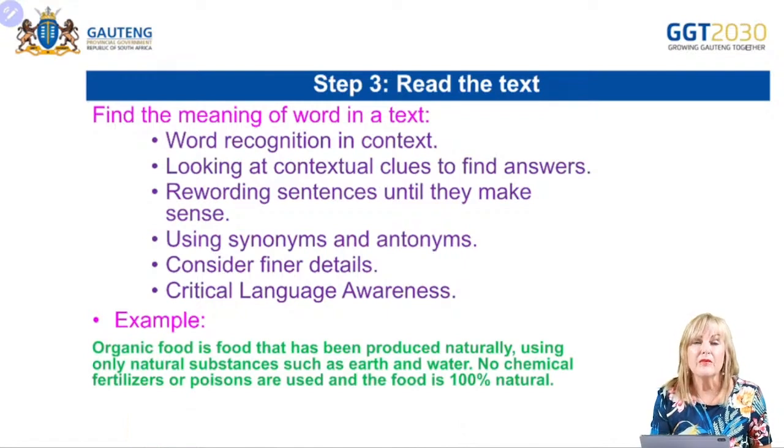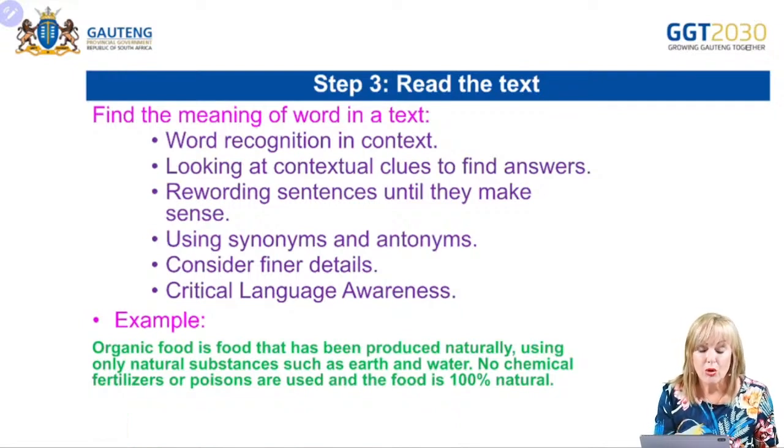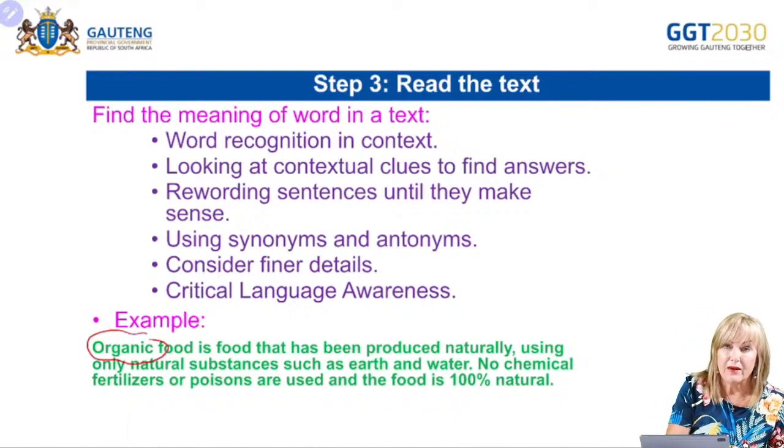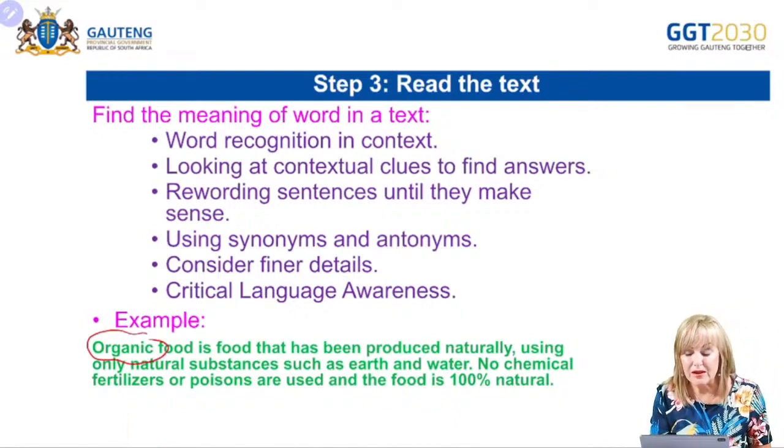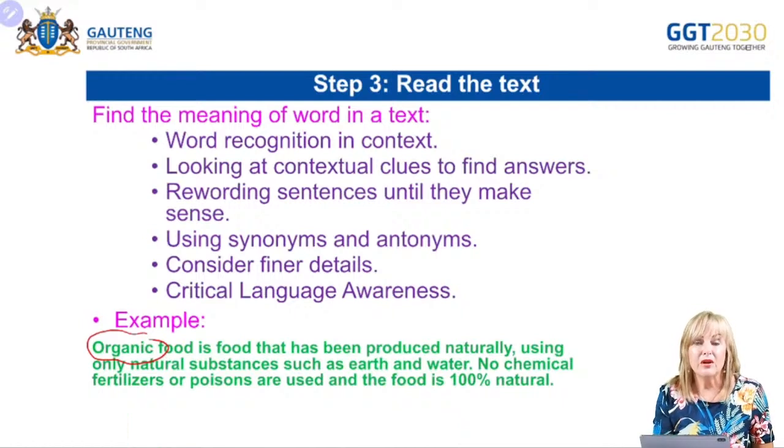For example, if we see this sentence, organic food is food that has been produced naturally. So if you see the words organic food, you might not know what the meaning of organic is. But if you read the rest of the sentence, the context, it says it's been produced naturally using only natural substances such as earth and water. No chemical fertilizers or poisons are used, and the food is 100% natural. Immediately you have an understanding of the meaning of organic.